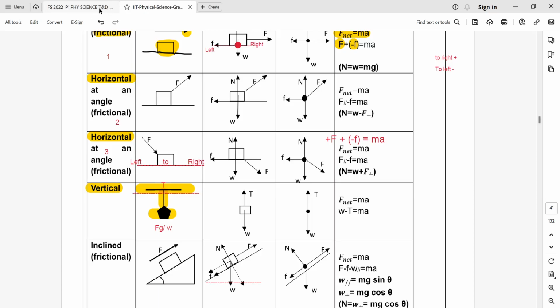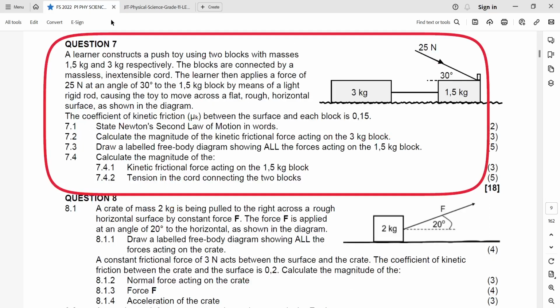Now, let's look at a question. I'm looking at question 7. I have underlined question 7 here, and there's also a question 8. There are a lot of questions, from 1 up to hundreds. But let's just look at this one, number 7.